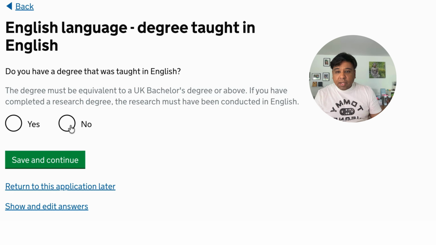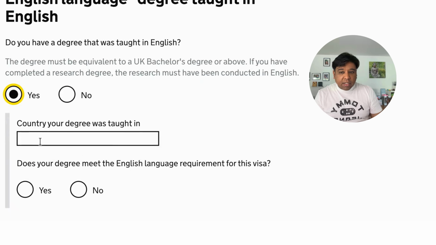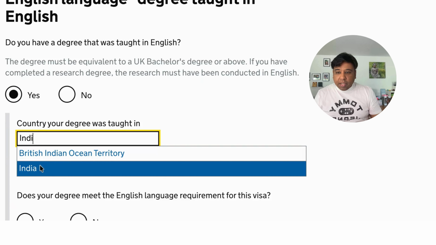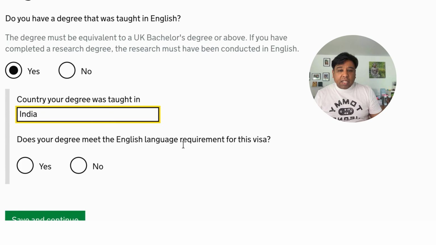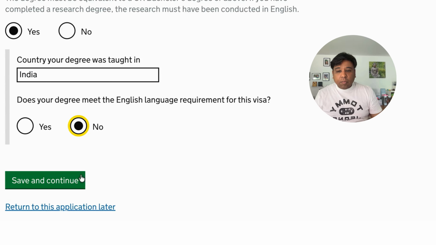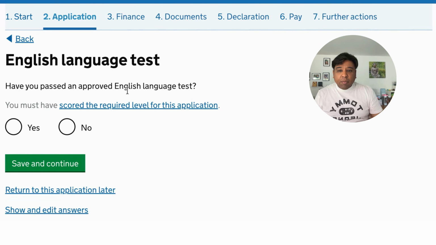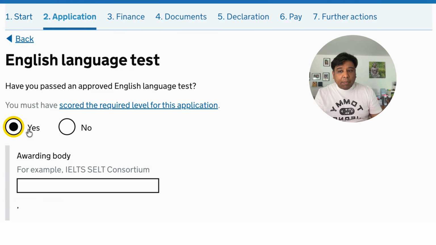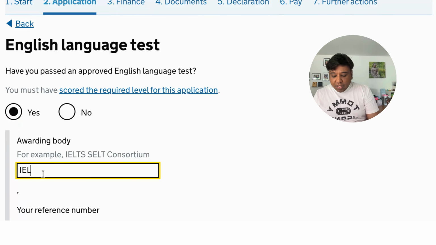I'm just going to say yes, for example, for India. Does your degree meet the English language requirements for this visa? Imagine it doesn't, so just say no. And have you passed an approved language test? This is what most people give. IELTS is very common.